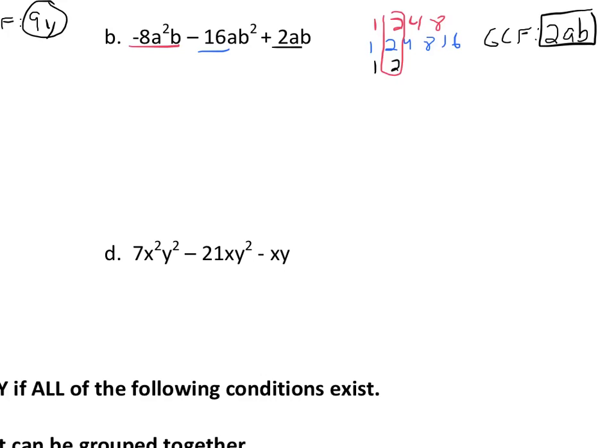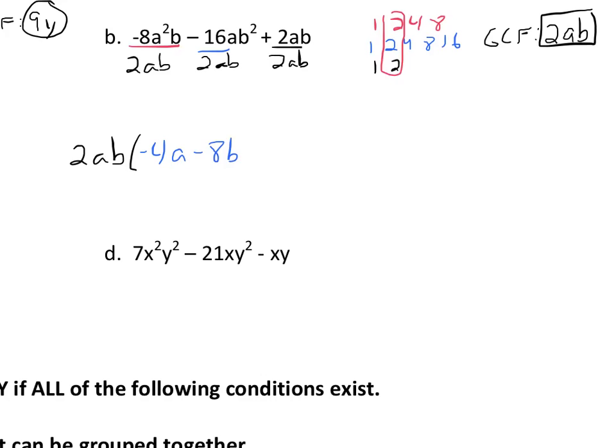So we're going to divide all of them by 2AB. When you do that, you can write 2AB out in front of the parentheses, showing that you factored it out. And what that gives you inside the parentheses is negative 8 divided by 2 is a negative 4. A squared divided by A is A. B divided by B is gone. Negative 16 divided by 2 is a negative 8. A divided by A is gone. B squared divided by B is B. You're taking one away. And then the last one we have 2AB divided by 2AB.